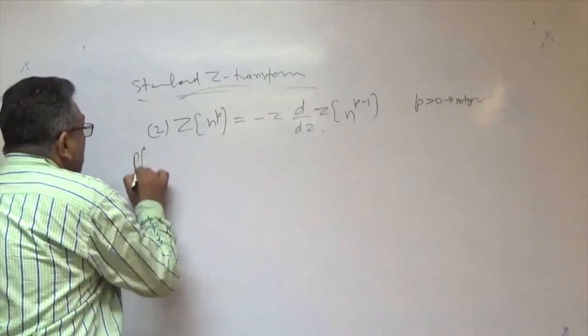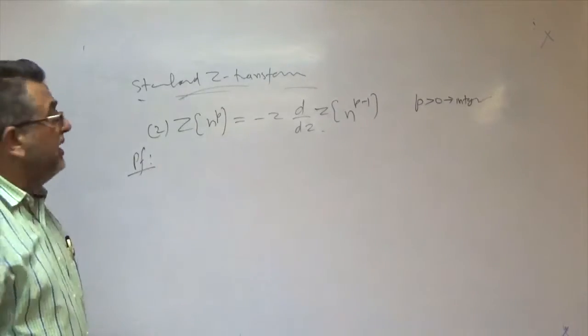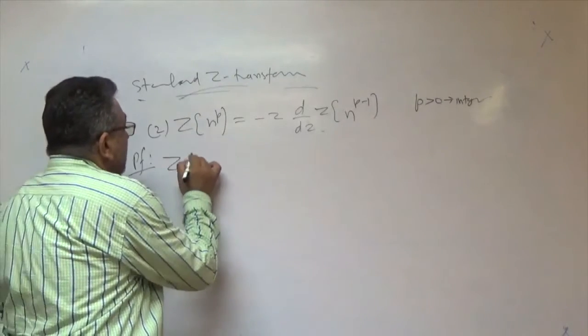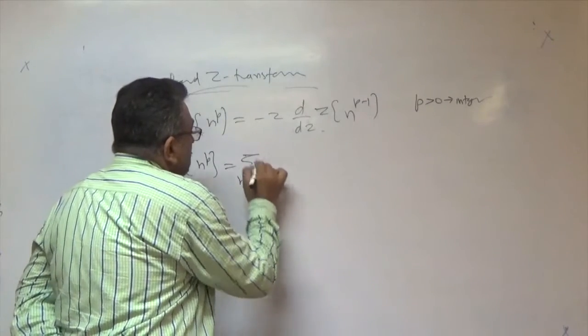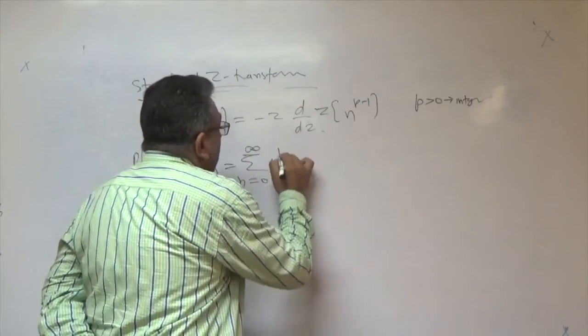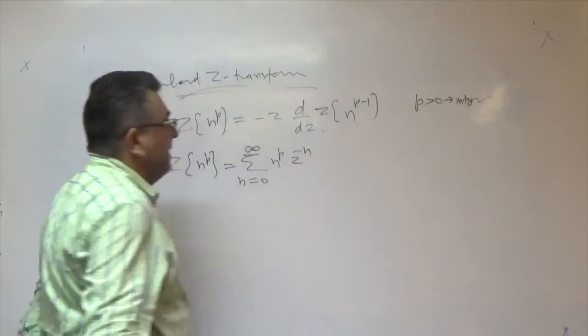First, we see the proof of this standard result. By definition, the z transform of n to power p is equal to sigma n equal to 0 to infinity n to power p z to power minus n.